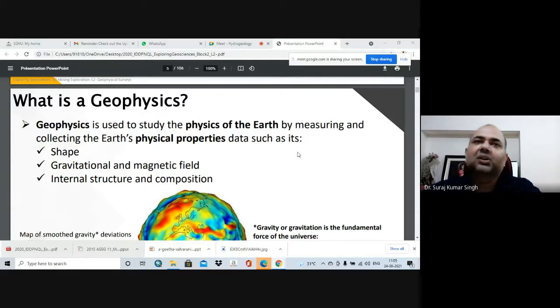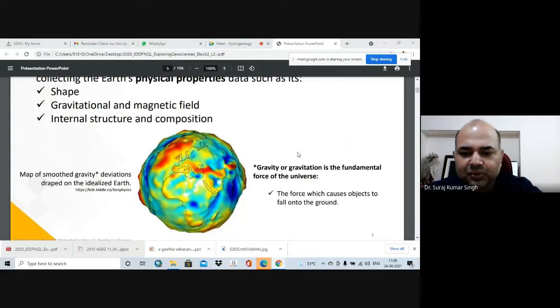Whenever we are talking about geophysics, many of you must be interested to pursue higher studies in various universities in India or abroad related to geophysics. So what you will be reading in that subject is about the shape, the gravitational and magnetic fields related to the different earth observations, and the internal structure and composition of the earth. That is the basics.